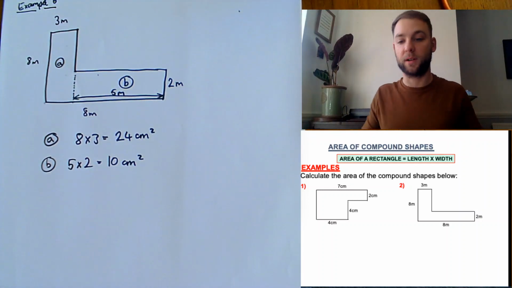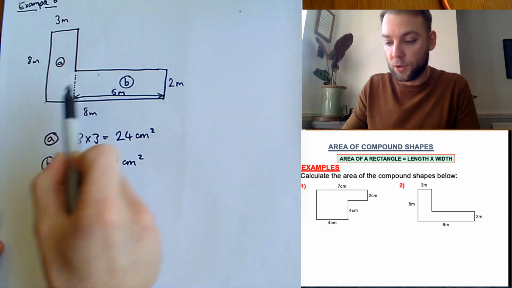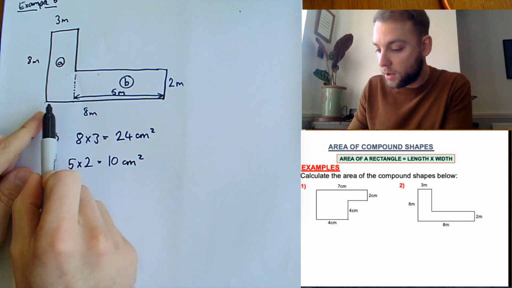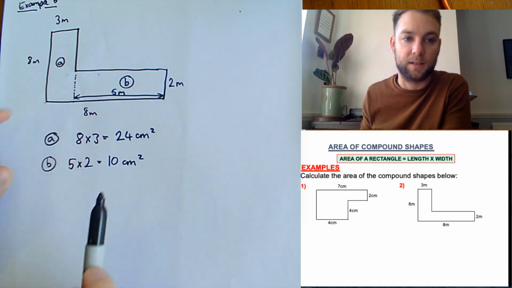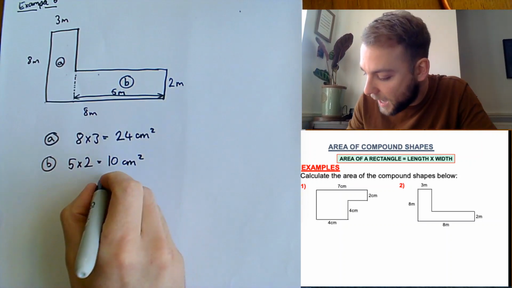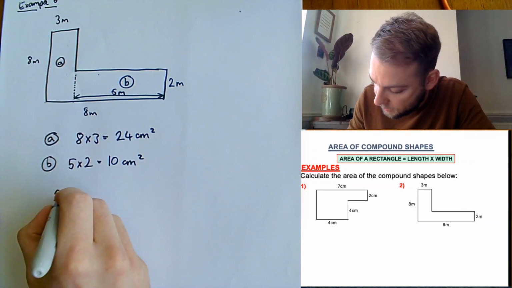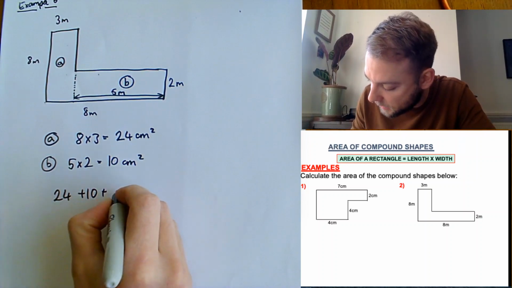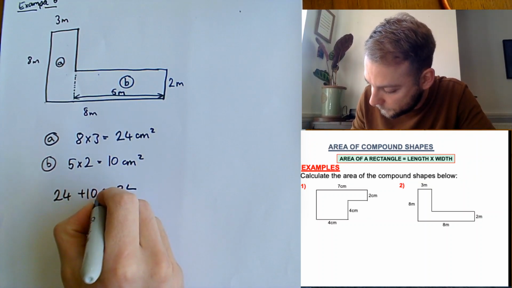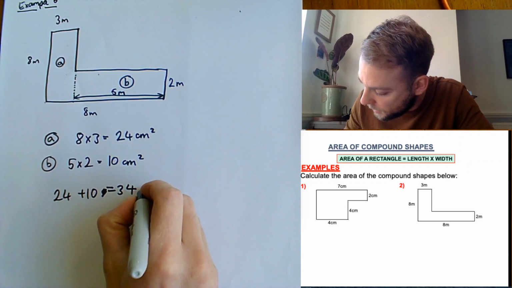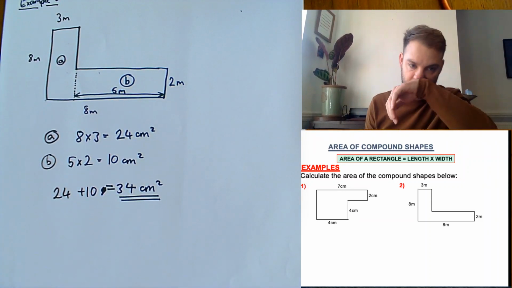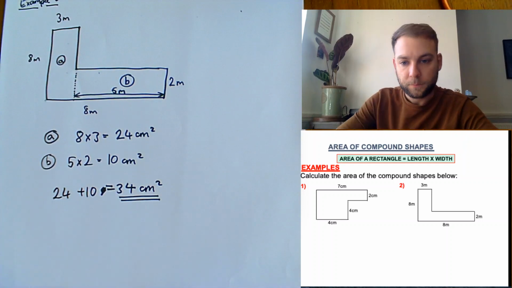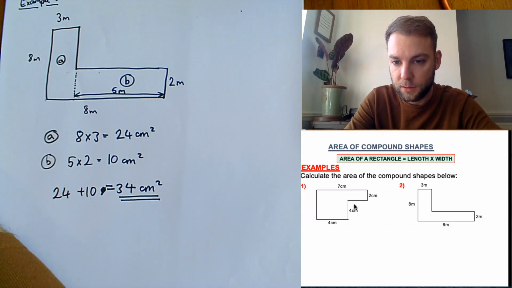So a common mistake there, I think you can probably spot it, is that people go 8 times by 2, 8 times by 3. But it's not 8 across here, it's only 5 across here. So 5 times by 2. Then we're going to add these together. So it's going to be 24 plus 10, which is equal to 34 centimetres squared. Like so. So, that's those 2 questions done.